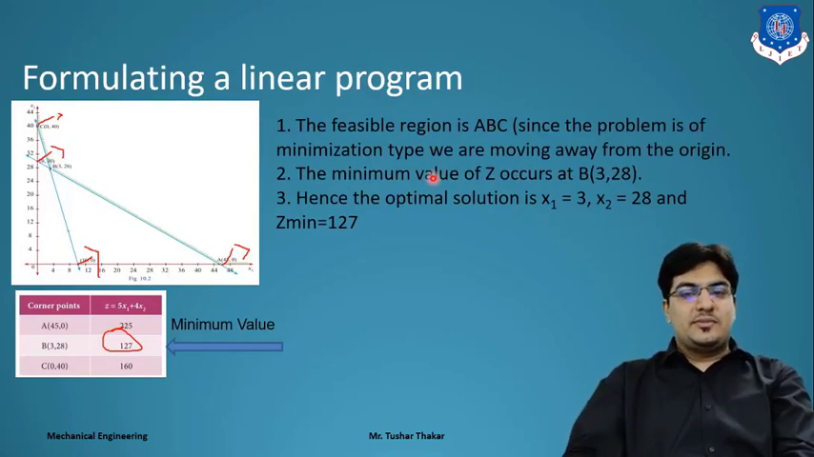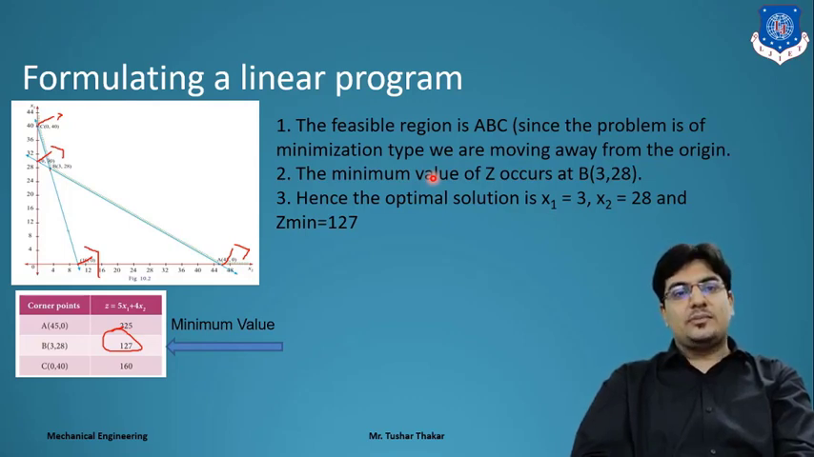So this is the minimization problem. In a maximization problem, we draw an arrow towards the origin, and in a minimization problem we draw an arrow in the upward direction, meaning away from the origin. So LPP has different solutions. This is the optimal solution over here.